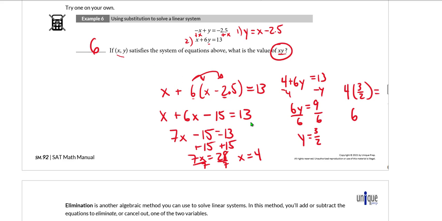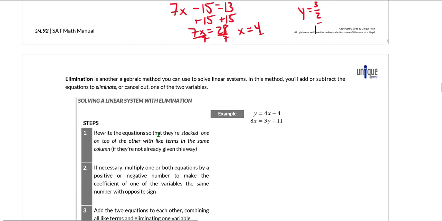I did skip the checking step here, which I shouldn't have done. I should have plugged the 4 and the 3/2 into the two equations to make sure that they work. Go ahead and do that on your own. Make sure they work. But I think they do.